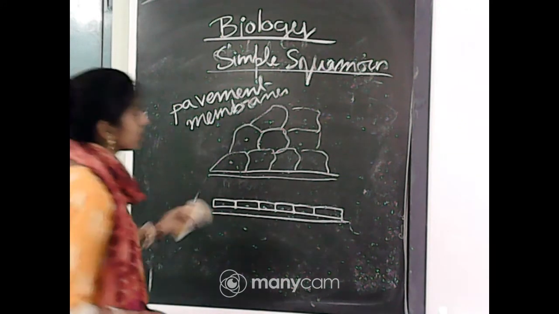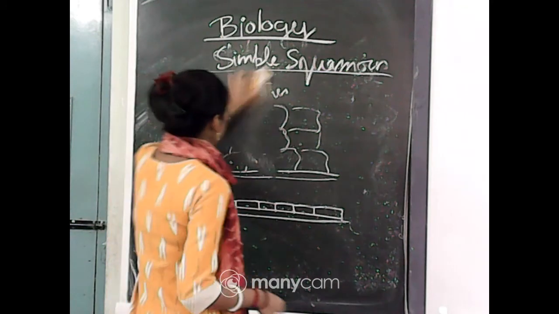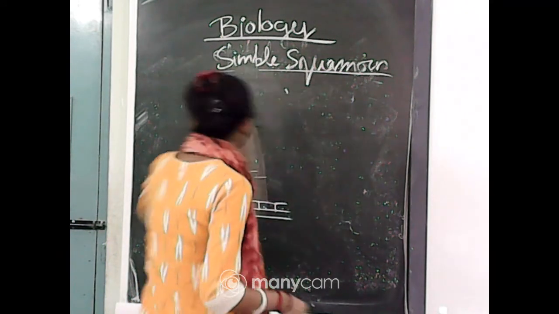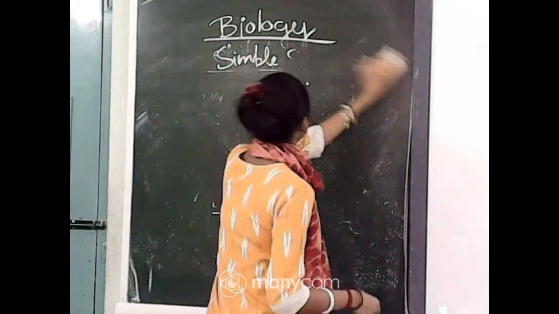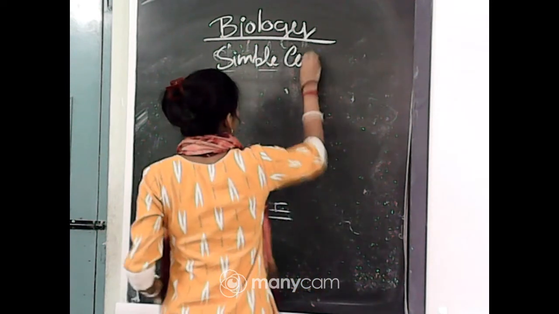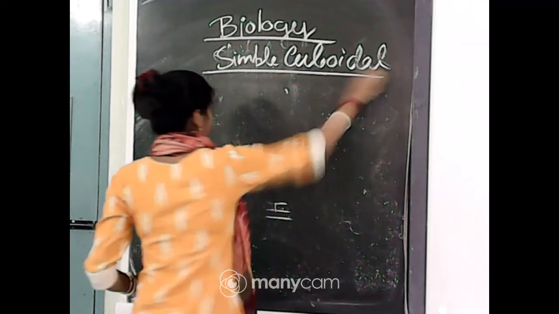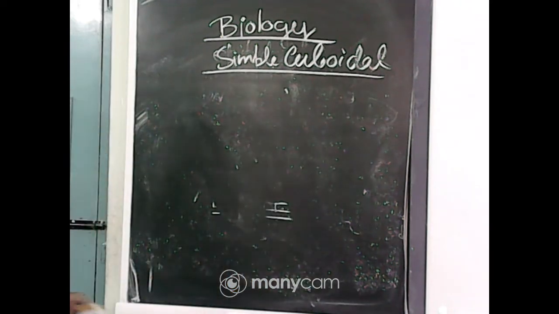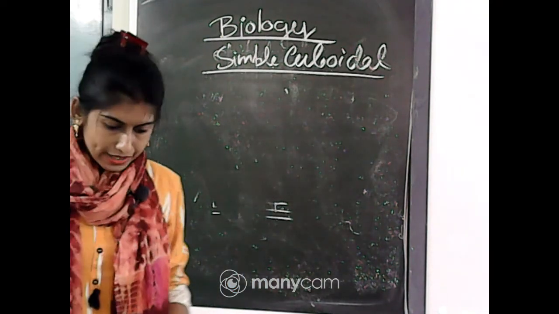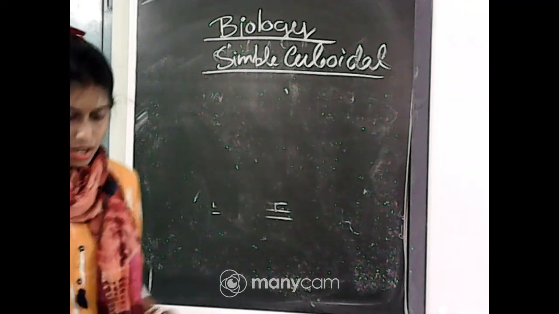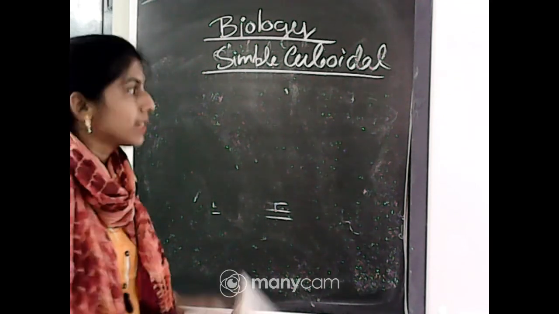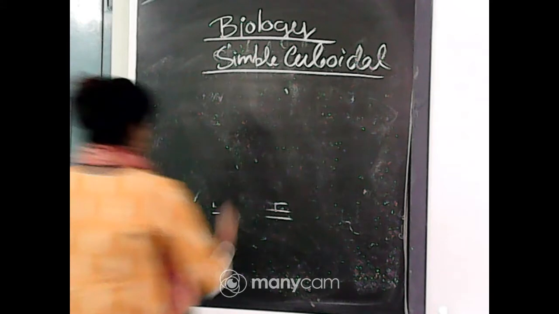Next, if I consider the simple cuboidal epithelial tissue, in that case, they form a single layer of cells, and the cells look like cubes.